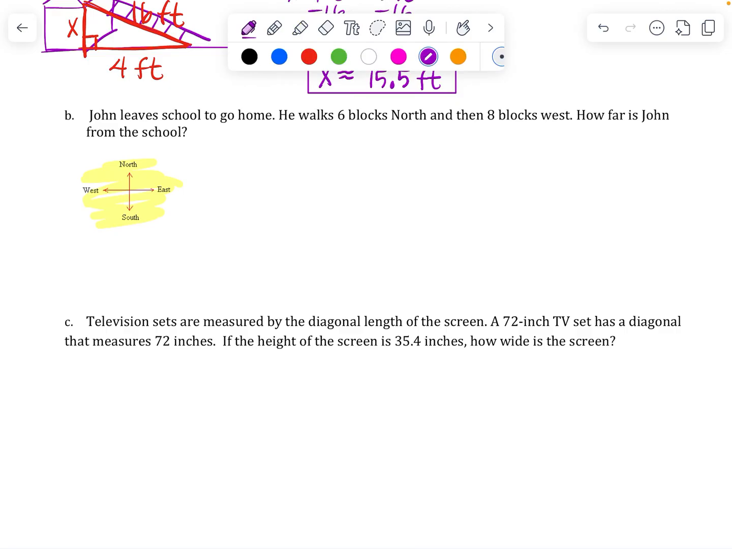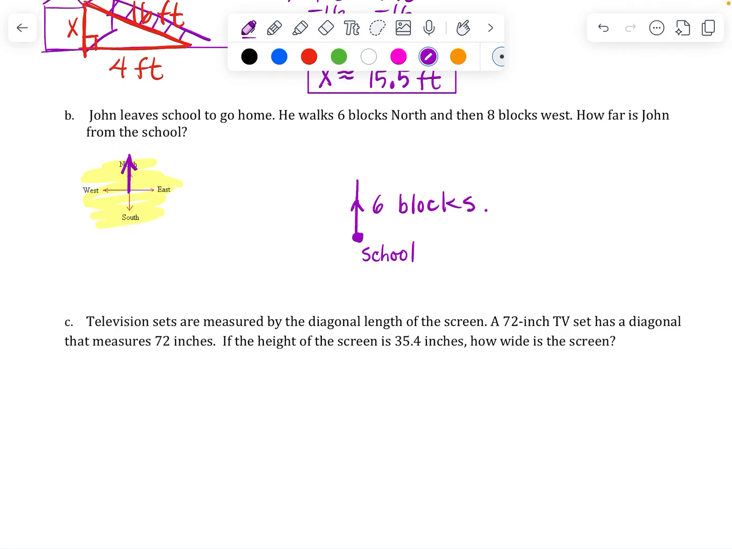So first let's read this. John leaves school to go home. He walks 6 blocks north, then 8 blocks west. How far is John from school? So I always say just put your pencil somewhere, give yourself a starting point, give yourself a dot to start. He's leaving school, right? That's what the word problem says. He's leaving school. What does he do when he leaves school? He walks 6 blocks north. Come look over here at your compass rose. North is up, right? So he's going up 6 blocks.